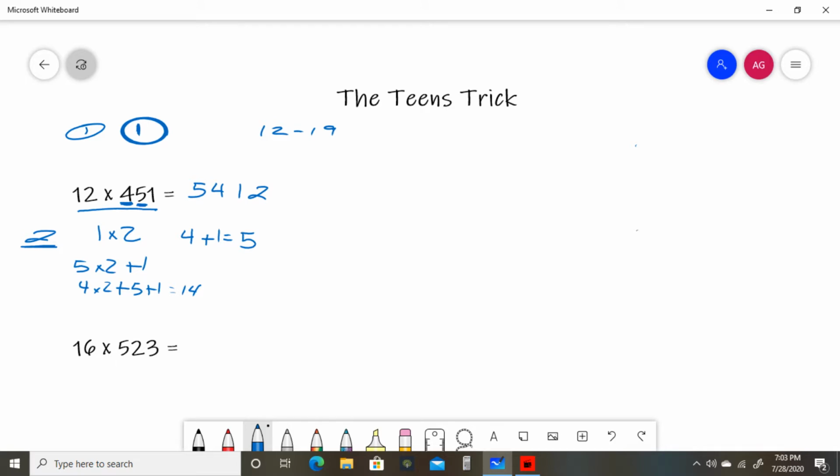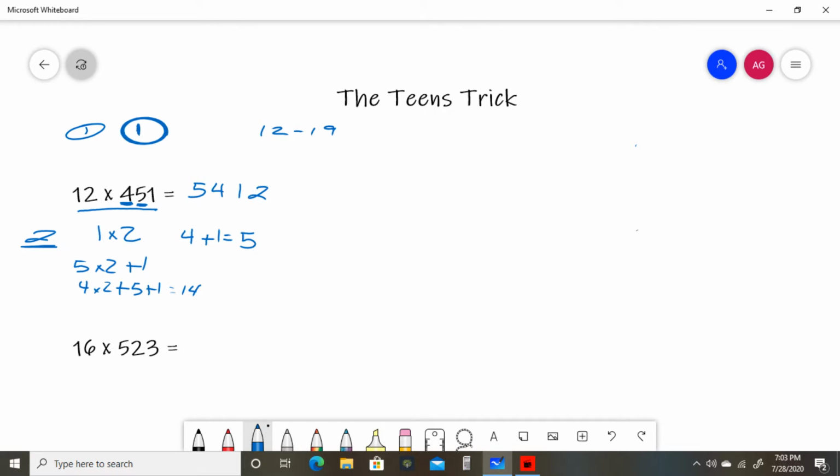Okay, to recap. First, take note of the units digit of the teen that you're using. I know technically 12 isn't a teen, but it still works for this kind of question. So what you want to do, look at the units digit of our teen and multiply it by the units digit of the other number. So 1 times 2 is 2, and so we write the 2.